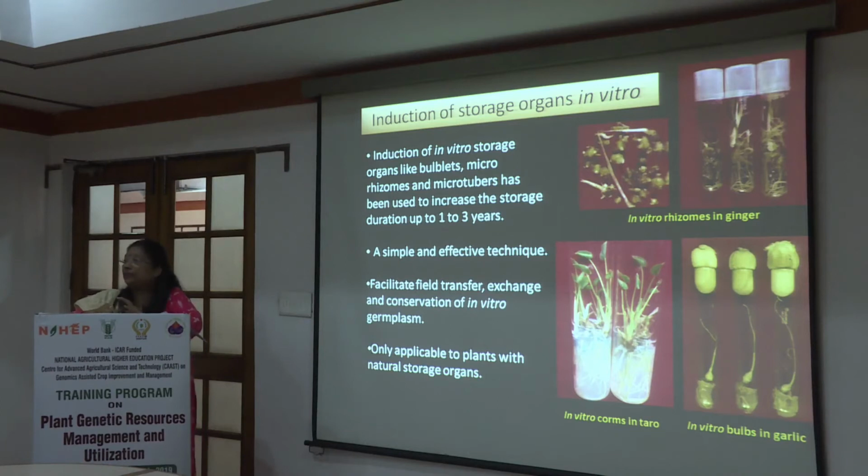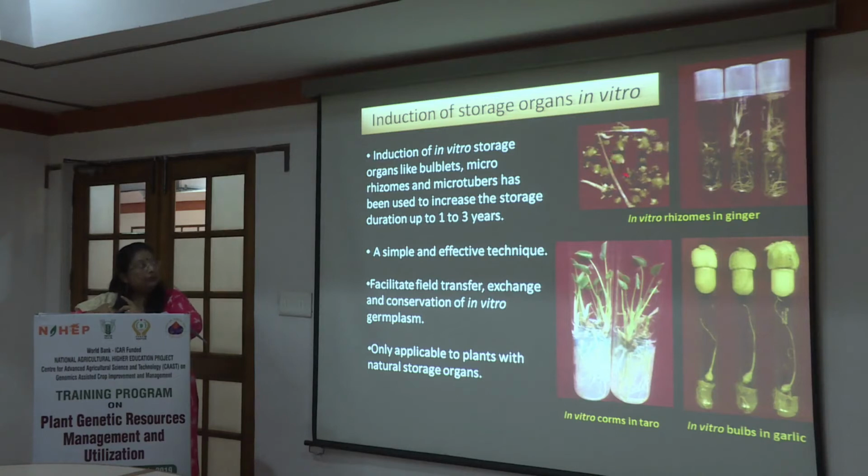This is one of the best techniques we have for in vitro conservation wherever the species has a perinating organ. Like I have already given you the examples, ginger, you can see these rhizomes, these are all produced in the test tube just by increasing the sucrose. The normal sucrose we use in the medium is 3%. If we increase it to 10%, these structures are formed and these will stay in the tube alive for even up to 2 to 3 years.